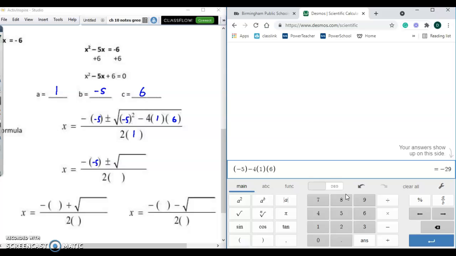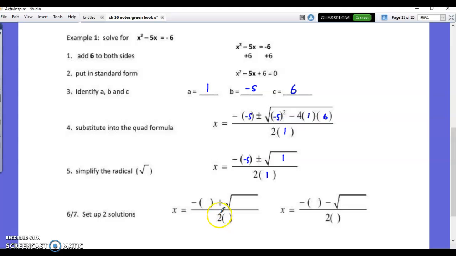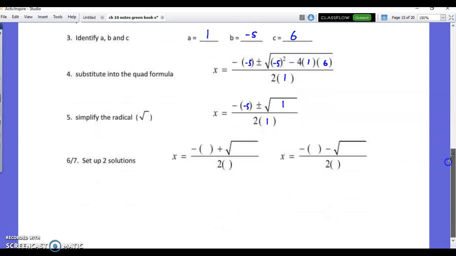I forgot to square this. Put that square in there. So that gives us 1. The square root of 1, all divided by 2a, which would be 1 again. So this actually works out kind of nice and neat. So then what we have to do after we simplify this part, then we set up two equations. This plus or minus means we have to do this plus the square root of 1 divided by 1, and then this minus the square root of 1 divided by 1.